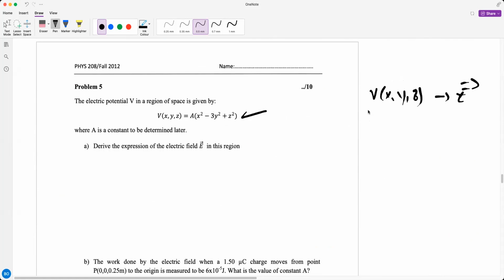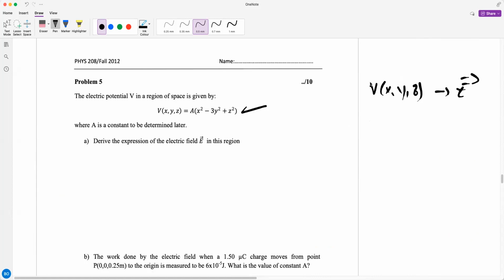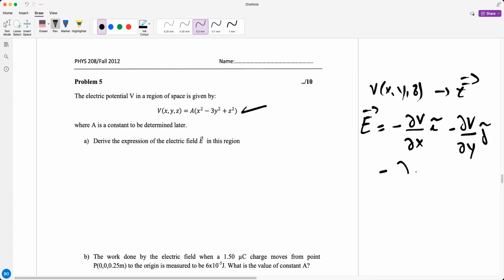So the electric field will be equal to... remember, the electric field is a vector. The potential is a scalar. So it will be minus the partial derivative of the potential with respect to x along i, minus the partial derivative with respect to y along j, the y-axis, and minus the partial derivative of the potential with respect to z along the z-axis.